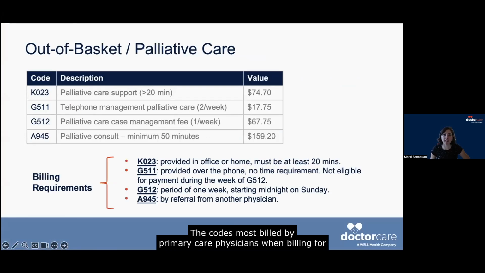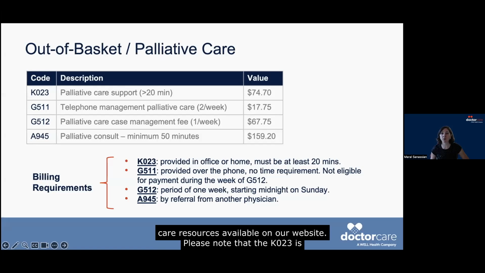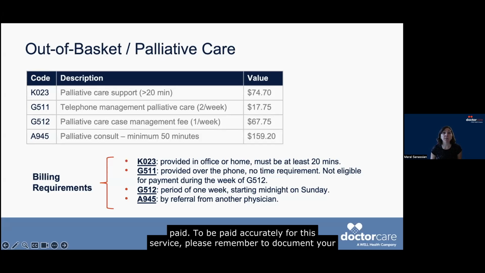Let's move on to palliative care. The codes most billed by primary care physicians when billing for palliative care are the following. The Palliative Care Support Code, the KO23, which is payable to physicians for palliative services provided in the office or at home. If provided at home, there are rules and additional codes you need to bill based on time and day, which we cover in some palliative care resources available on our website. Please note that the KO23 is a time-based code that requires at least a 20-minute service to be paid. To be paid accurately for this service, please remember to document your start and stop times with the patient.